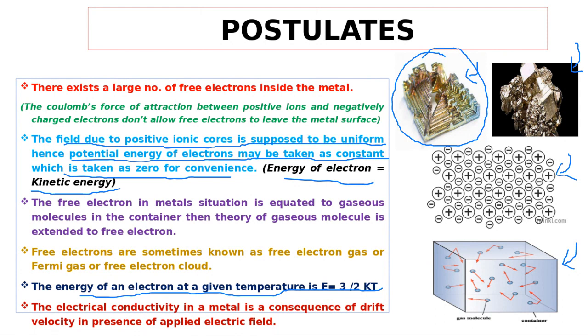Why do metals and semiconductors behave this way? There are some theories behind this. This is a classical theory that explains these phenomena: why the electrical conductivity of metal is high, and why its variation with temperature is like this. Yes, due to the free electrons. And this electrical conductivity is a consequence of drift velocity in the presence of an applied electric field. So these are some postulates. Is it clear? What are the postulates of the classical theory of free electrons?